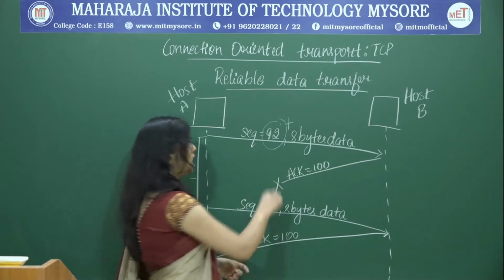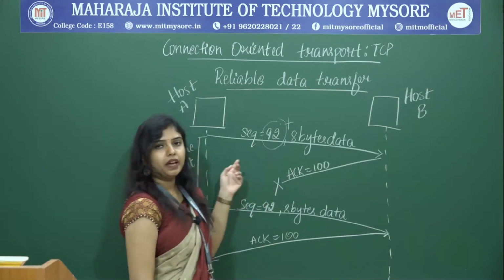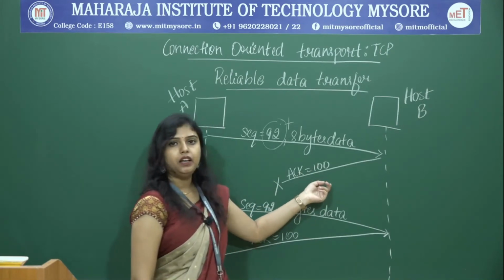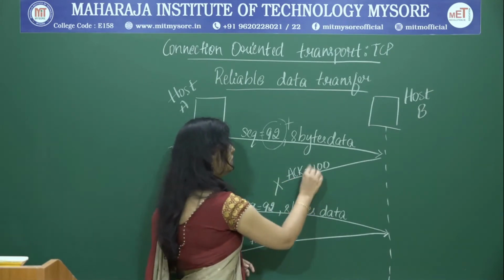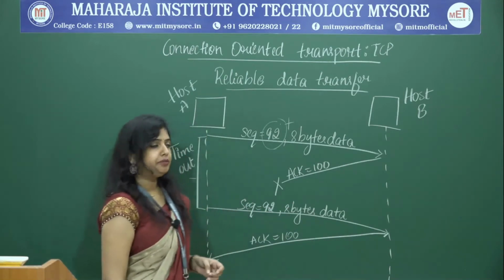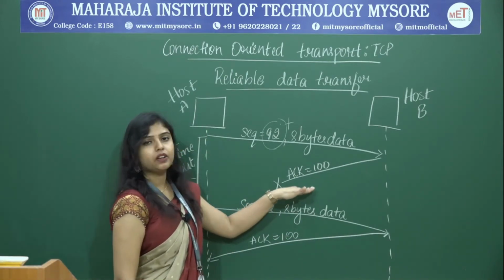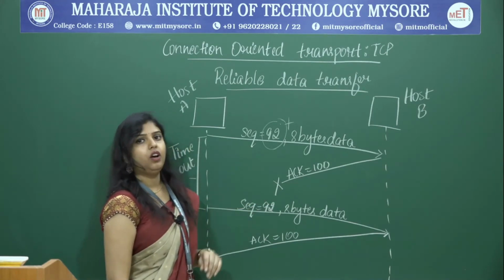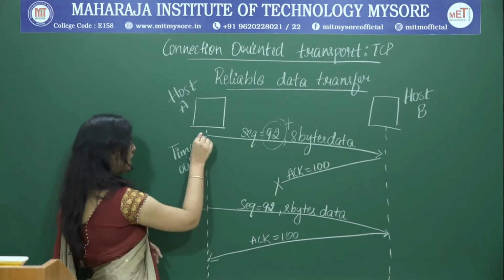That means it has received the packet with sequence number 92 plus 8 bytes of data. That is why it is sending the acknowledgement of 100. Now suppose this acknowledgement has been lost while traveling, and the timeout has occurred.